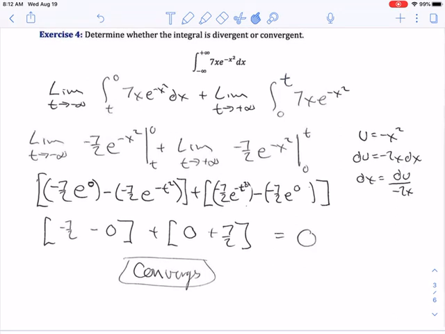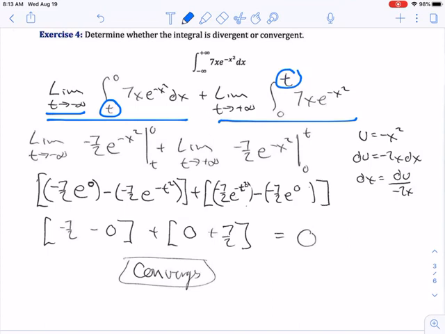In example number 4, the lower bound is approaching negative infinity. The upper bound is approaching positive infinity. And so I break that up into two integrals. Here's the first one, and here is the second one. In the first one, the lower bound is replaced with a t, and we're taking the limit as t approaches negative infinity. In the second one, the upper bound, infinity, is replaced with a t, and we're finding the limit as t approaches positive infinity.